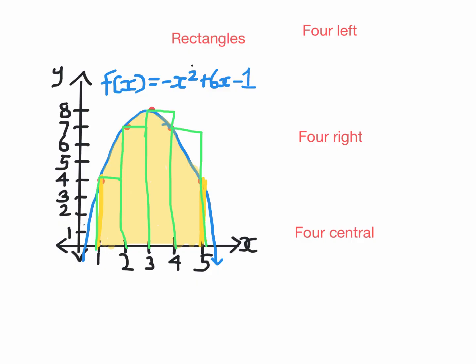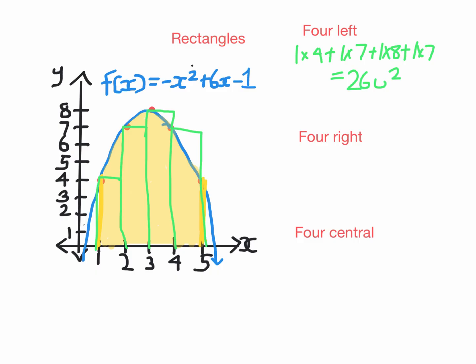So for each rectangle, the width is 1. And to find the height, it's the value of the function on the left. So we've got 4 here, we've got 7, 8, and so on. Again, if you didn't know what these lengths were, you just substitute the x value into this function. So if we do that, we get 26 units squared.